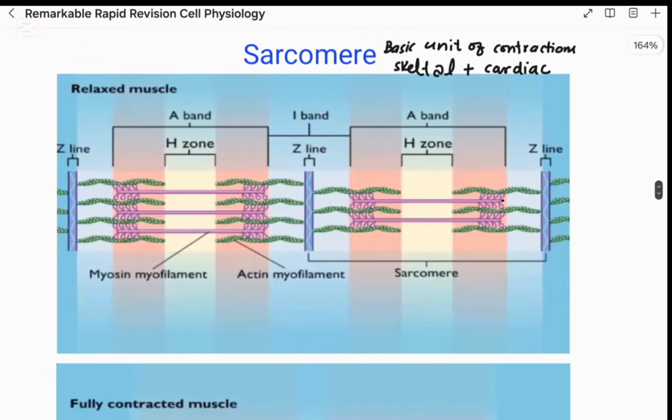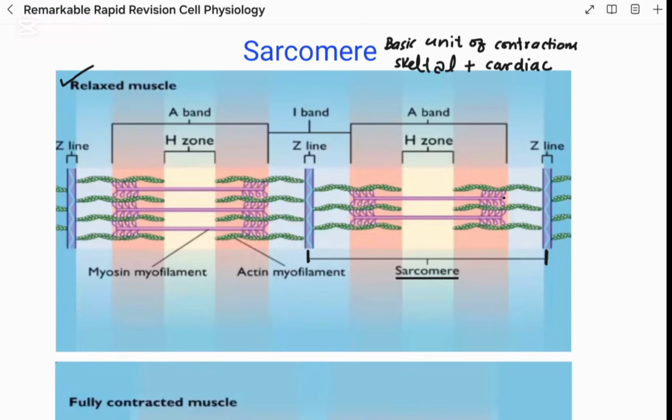So this right here is a sketch of a relaxed muscle fiber. In a relaxed muscle fiber, the part between the two Z lines is known as a sarcomere. This sarcomere has these thin filaments and these thick filaments. The thick filaments are present in the A band. So this is the A band. Thick filaments are present along the entire length of the A band and primarily composed of myosin.